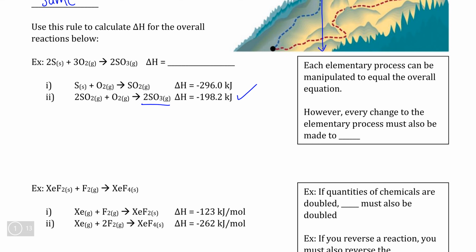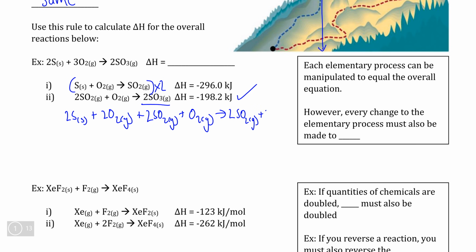If we look at our first elementary process, however, we see that there are two sulfur atoms and only one in the elementary process. But we can fix that by multiplying this step by 2. So if we do that, we would have two sulfur atoms plus two oxygen atoms as the reactants in step 1, and we're going to add 2 sulfur dioxide and one additional oxygen molecule from the second step, and then our products, if we combine them together, are 2 sulfur dioxide gas from the first step and 2 sulfur trioxide from the second step.